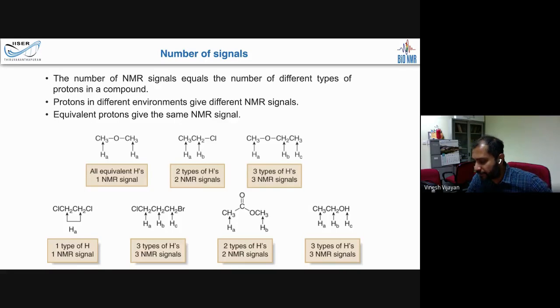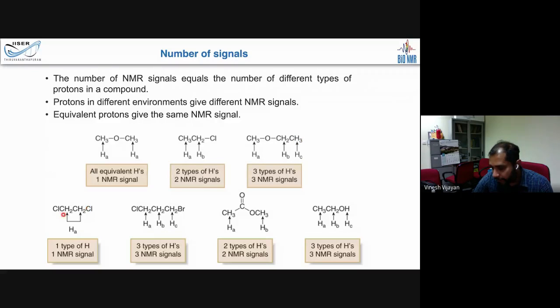But first, the number of signals. The number of signals equals the number of different types of protons, which I have already told you. So, for example, here in this ether, both CH3 are the same because they are attached to the same oxygen, and only one signal is observed. While here you get two signals: CH3, CH2, Cl, two types of H, two types of signal. And here you get three signals because CH3, CH2, CH3 are all different. This CH3 is different from this CH3 because this CH3 is attached to an oxygen, while this CH3 is attached to a CH2. This will be more deshielded, while this CH3 is more shielded.